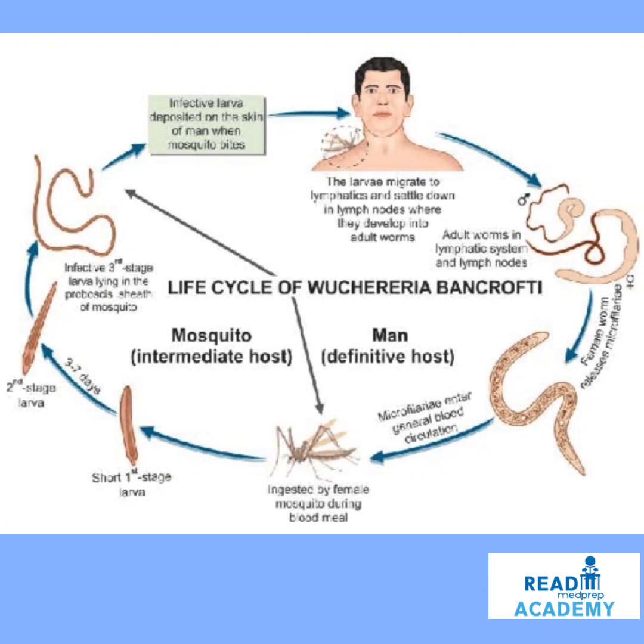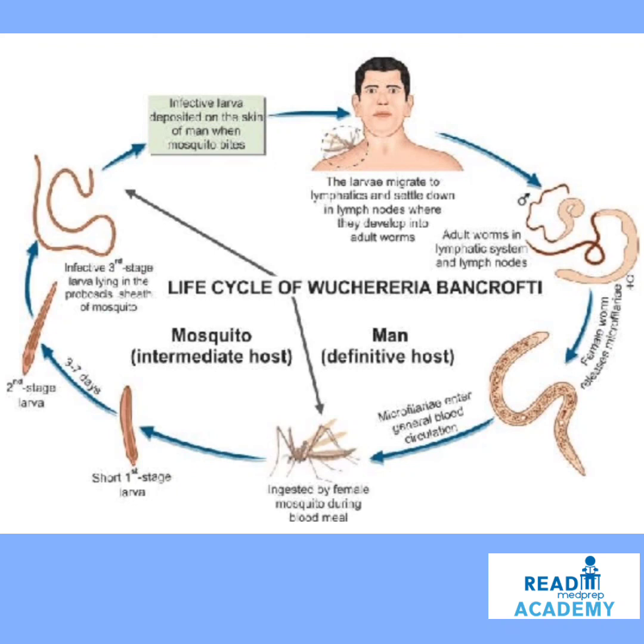The adult worms are present in the lymphatic system and the lymph nodes. The fully developed worm, which is a female, gives rise to microfilaria. The microfilaria enter into the blood circulation. The bite of a female Culex mosquito for the blood meal takes up the microfilaria.